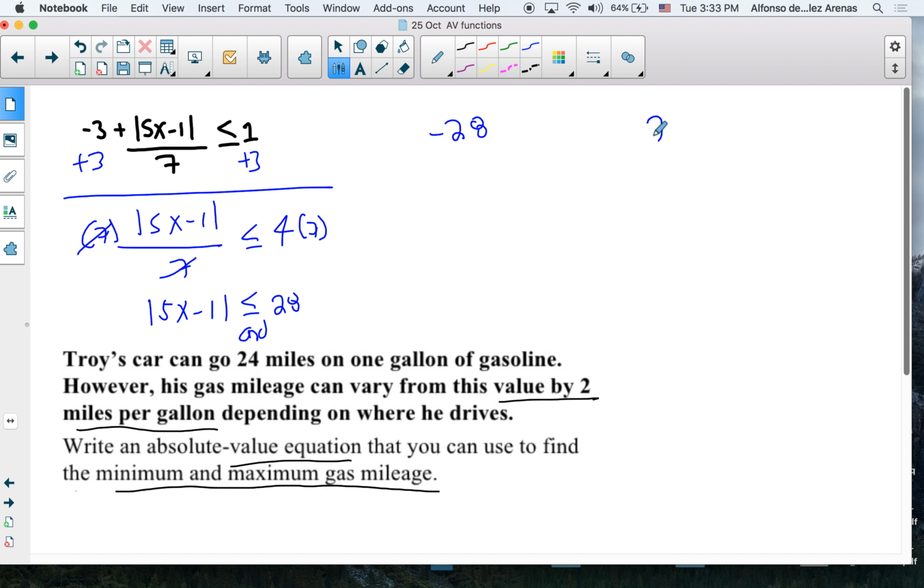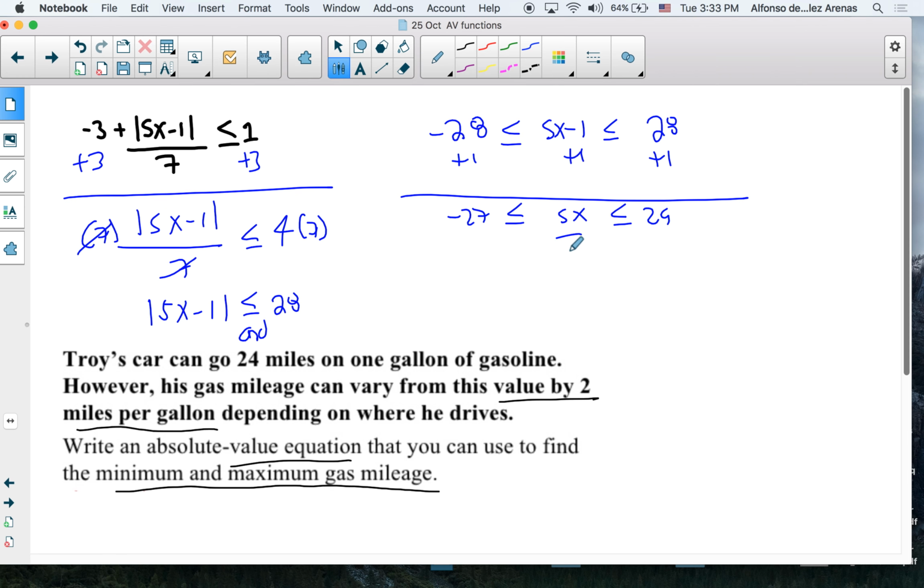Between negative 28 and 28, here the 5x minus 1 less than or equal, greater or equal, plus 1. So we have negative 27, 5x, and 29. Divide by 5. So we have negative 27 over 5 less than or equal to x, less than or equal to 29 over 5. This would be 5 4/5, and this would be negative 5 2/5.